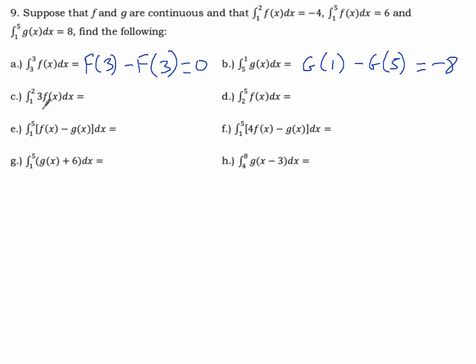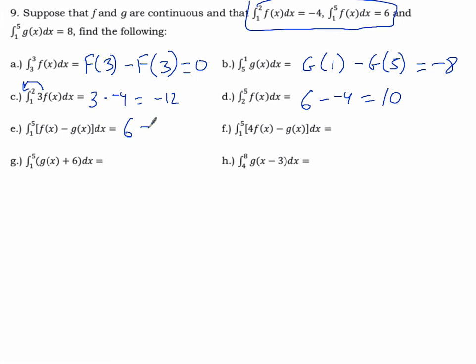This one you can bring 3 out front, so 3 times negative 4 equals negative 12. And this one here, you can subtract these numbers. It's going to be 6 minus negative 4, which is 10. And this one here, you can split into 2 integrals, so we have both of those. So the integral of f of x is 6, and minus the g of x one is going to be 8. So that equals negative 2. And here you can do 4 times the integral of f of x, which is 6, minus the g of x, so that's 24, minus 8 is 16.